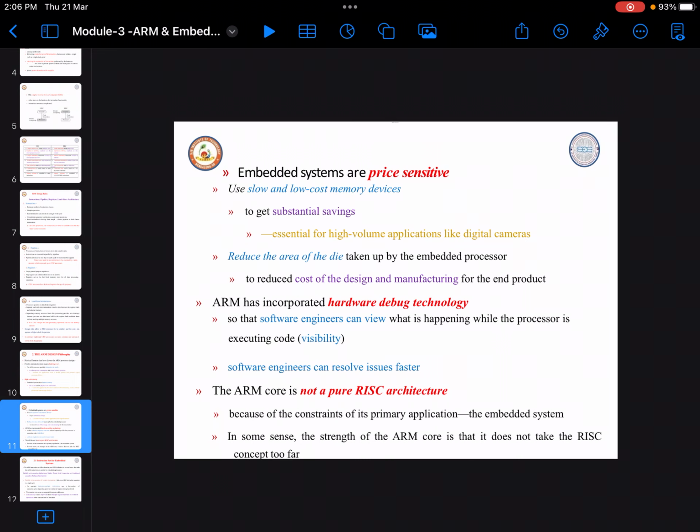To reduce the cost of design and manufacturing for the end product, we prefer embedded systems that are price sensitive. ARM has incorporated hardware debug technology, and the ARM core is not a pure RISC architecture. It implements both because of the constraints of its prime applications, that is, embedded system applications. ARM is not a pure RISC type of architecture.